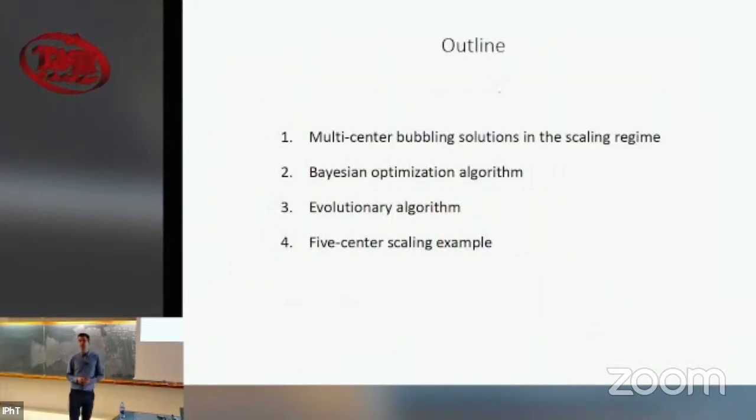So my outline is to give a brief review of the basics of these multi-center bubbling geometries, focusing in particular on the scaling regime where all the topological structure is deep inside a near horizon black hole throat. I'll then take you through the two components of the algorithm, which are in two separate parts for reasons which will become clear momentarily, and then show you the example.